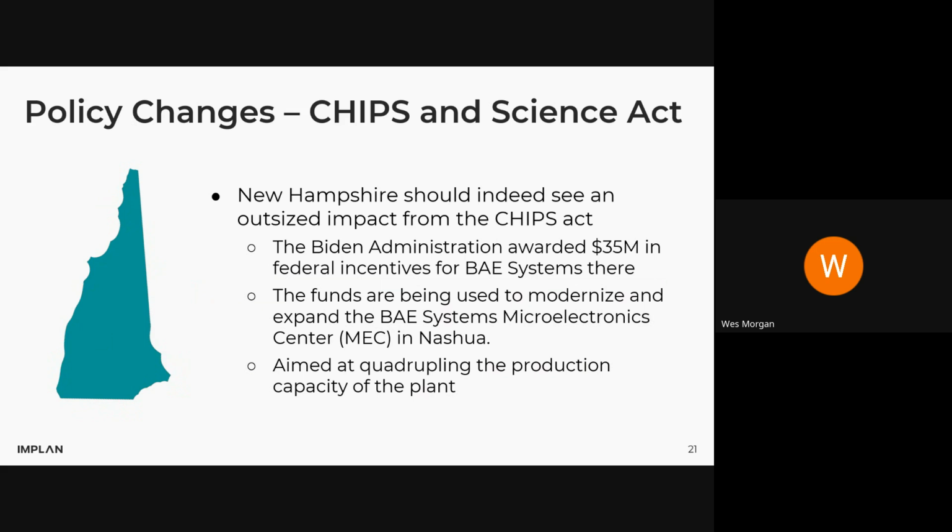Those funds are intended to modernize and expand the Microelectronics Center in Nashua. That's a DoD-accredited foundry that produces specialized chips for military programs. And these funds are intended to quadruple the production capacity of that plant. So the construction industry for new manufacturing structures is exactly where we were expecting to see growth. And that's exactly what we saw.